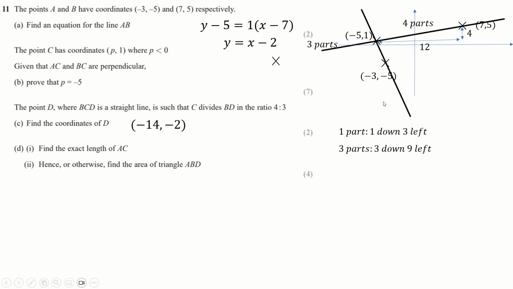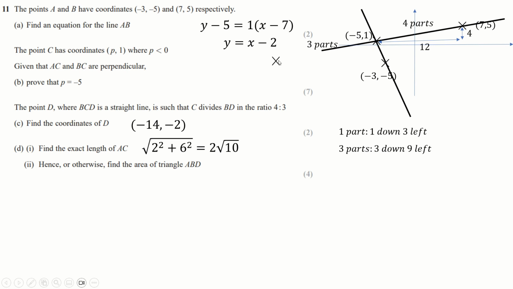Find the length AC. So this one was A, remember, and this one was C. So the length of this is clearly just 2 across squared plus 6 up squared, square rooted. Just doing Pythagoras, we get this. Hence or otherwise, find the area of the triangle ABD. So A is here, B is there, D is there. Now this is a right angle, remember, so I can just do half times base times perpendicular height. That's the perpendicular height, I just worked it out.